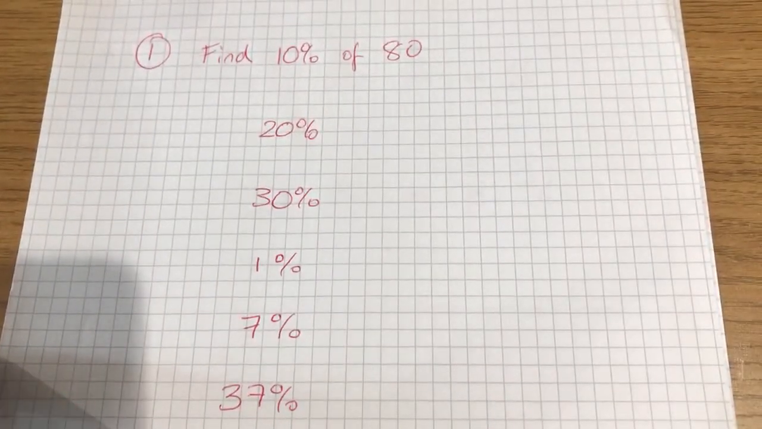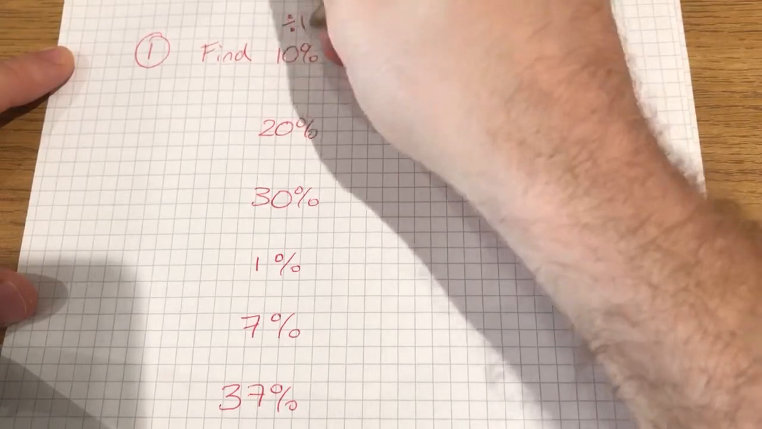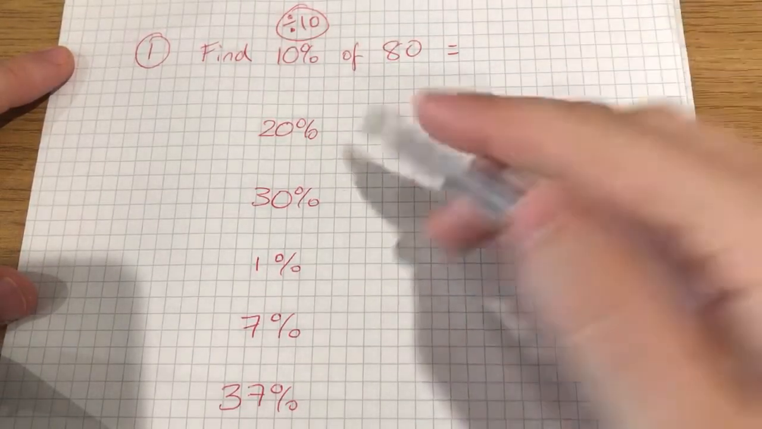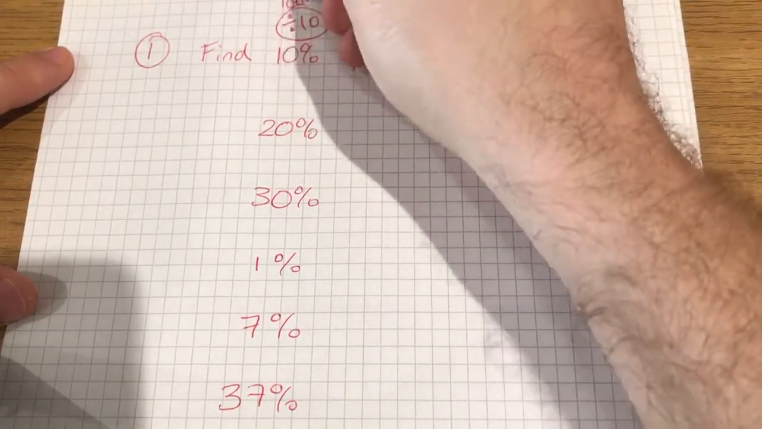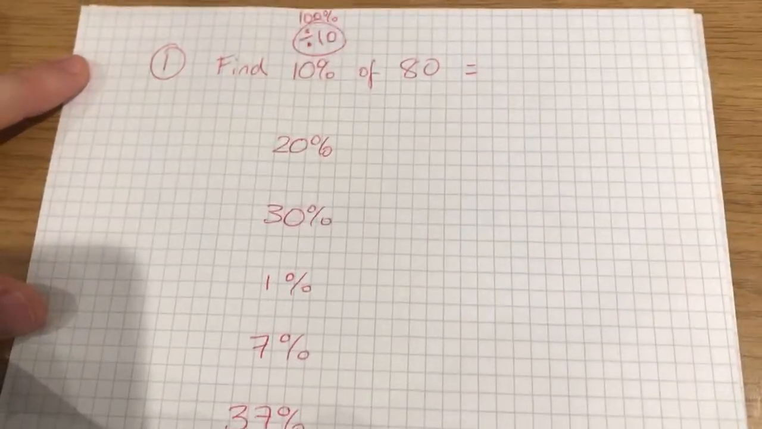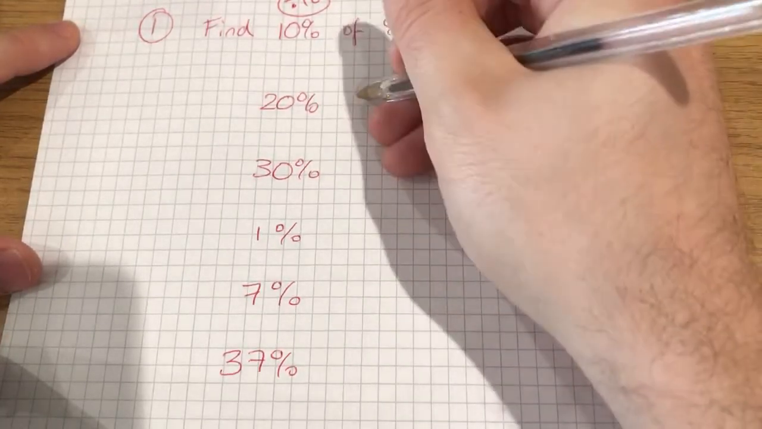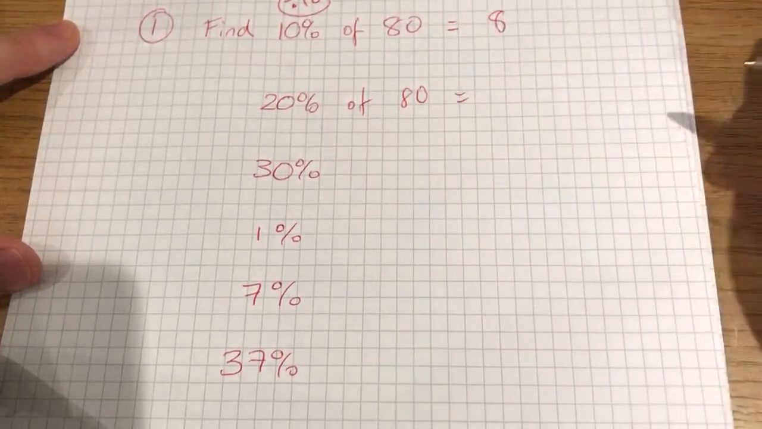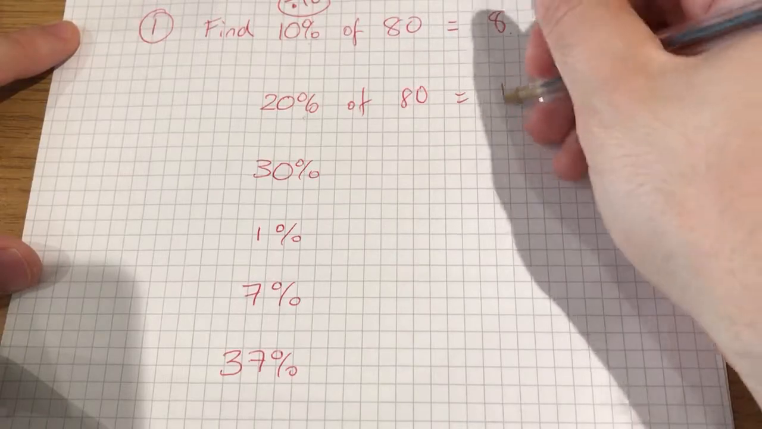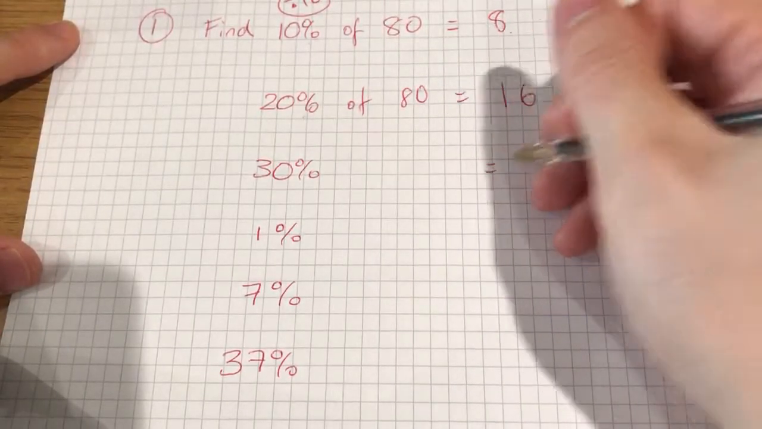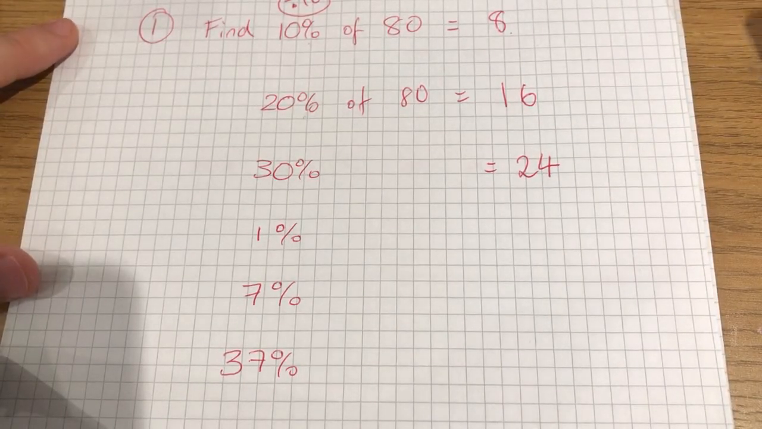Find 10% of 80. So I'm hoping everyone is remembering that to find 10%, you divide your total amount by 10. Now that doesn't mean that 20% is divided by 20. It's just because if I have my original number, which is 100%, and I divide that by 10, then I'll have 10%. So I divide by 10 and I get 8. 20% of 80. Well, if you know that 10% is 8 and you know 20% is double that, you just double your 8. 30%, you do 3 times your 8. 90%, you do 9 times your 8. And so on. Loads of different ones there you can do.